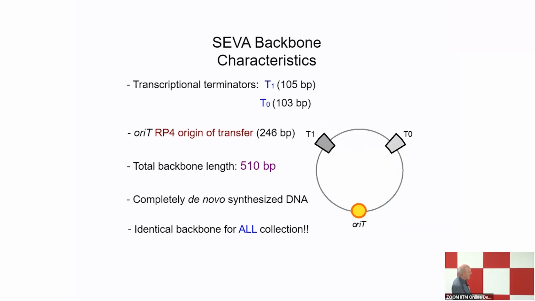Well, what I just told you, you have just two terminators and you have an origin of transfer that comes from a natural plasmid that is called RP4. So the total length of the backbone, that is just these three segments, is about 0.5 kilobases. That is very little. And everything else is synthesized. And what is important for the rest of the concept is that excepting these fixed coordinates here, and there, all the others may have different sequences, but these three are always the same in all vectors of the collection.